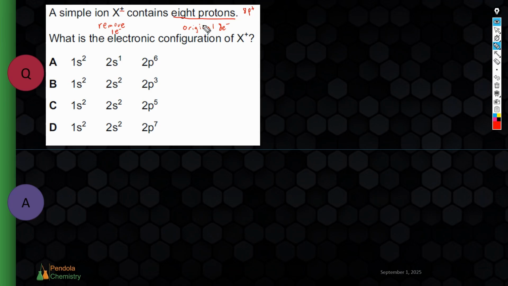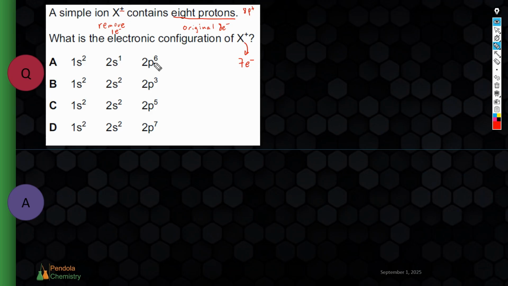And this is where the critical thinking comes in. If we have 8 protons in the ion, that means the original atom had 8 electrons. But we have removed 1 electron because it's a plus 1 ion. That means that X plus 1 has 8 electrons originally, minus the one that we remove, so it has 7 electrons in it. You have to be able to think logically through a series of steps. We have 8 protons, so the original atom had 8 electrons. And because it's a plus 1 ion, we remove 1 electron. So instead of 8 electrons, we have 7 electrons.